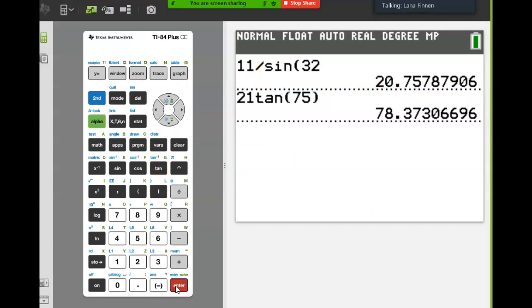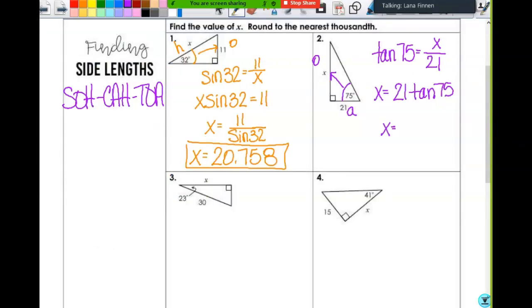Okay, and then it tells me to round to the nearest thousandth, so you should get 78.373. Okay. So then let's think about whether or not this is a reasonable answer. This side's only 21, this side's 78. Does it make sense, first of all, that it's bigger, and second of all, that it's that much bigger? What do you think about that?